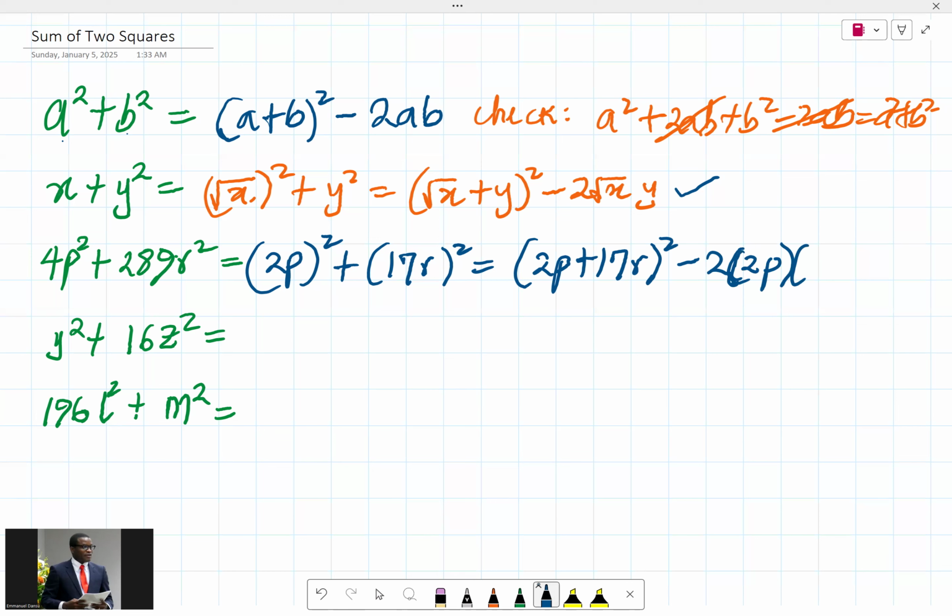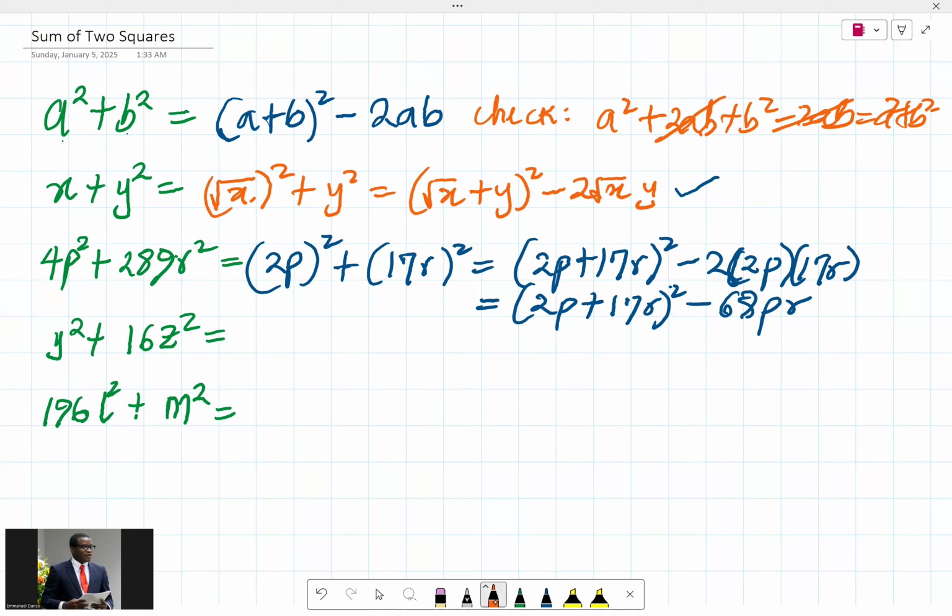into 17r. So that means you simply have 2p plus 17r all squared minus 2 times 17 is 34 times 2, that's 68, that's 68pr. So that's the same way to have that. Sometimes this may be necessary. This expression may be very important to have.